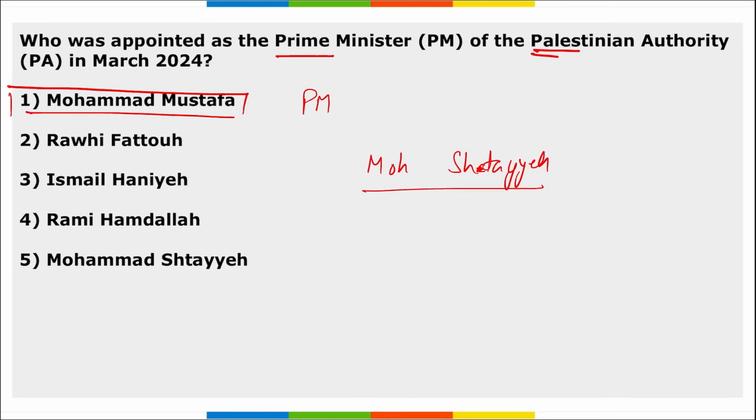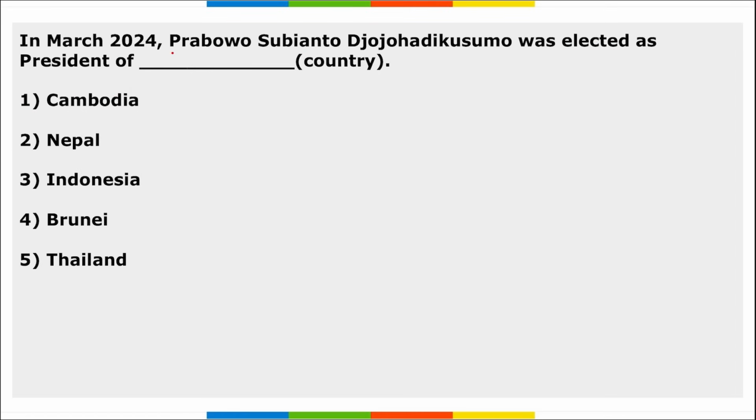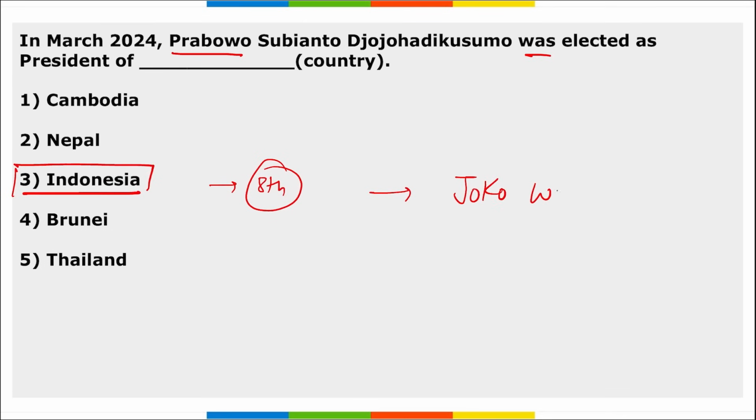Mohammed Satya. Next, in March, Prabowo Subianto was elected as the president of which country? He was elected as the president of Indonesia, and he is scheduled to become the 8th president of Indonesia. And he will succeed whom? He will be succeeding Joko Widodo.